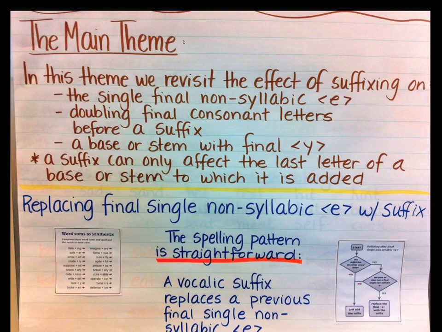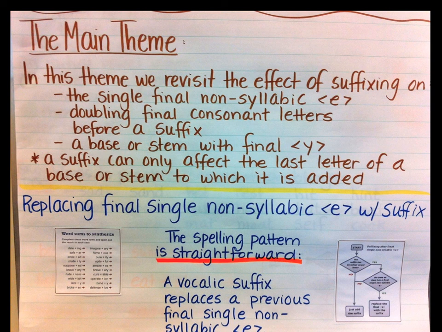So getting into the main theme, in this theme we revisit the effect of suffixing on the single final non-syllabic E, doubling final consonant letters before a suffix, and when we're adding a final Y to a base or stem. A suffix can only affect the last letter of a base or stem to which it is added. And this is important for kids because sometimes they'll think to make a change and they might see an E, but it's not the final letter of a base, and they try to change it. They lop it off or do something to it. So it's important to remind them that it's only that last letter that can have anything happen.